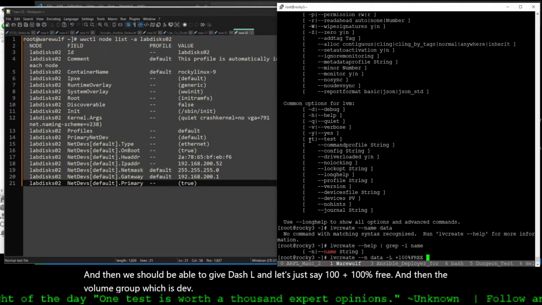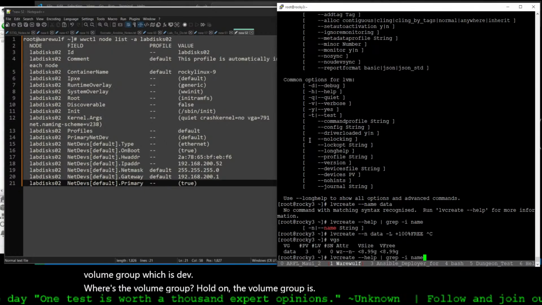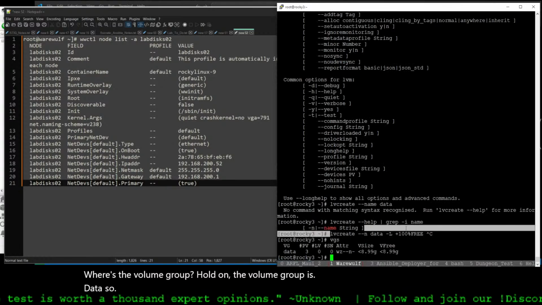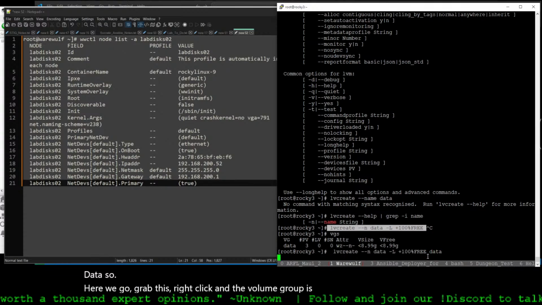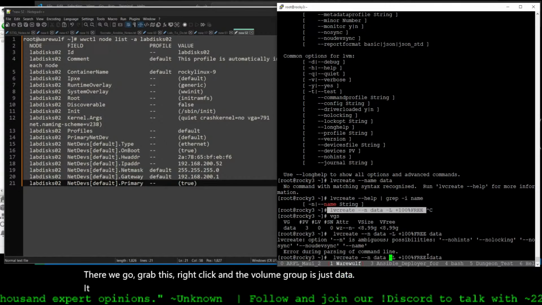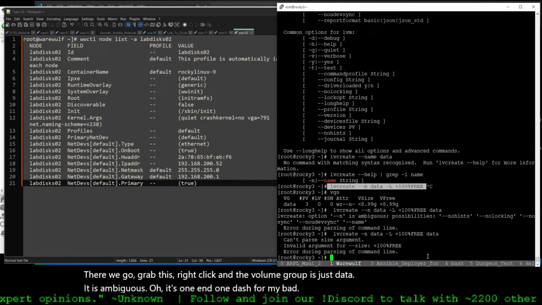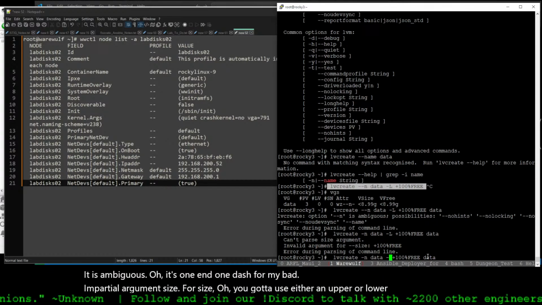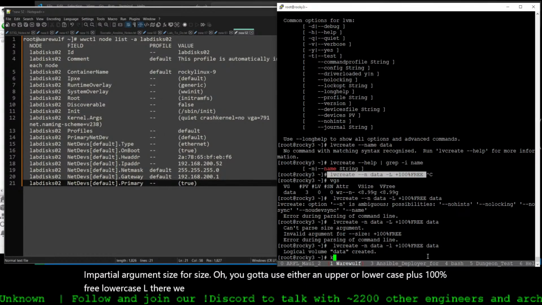Where's the volume group? Hold on. The volume group is data. So there you go. Grab this. Right click, and the volume group is just data. N is ambiguous. Oh, it's one dash for n. My bad. Can't parse argument size for size. Oh, you gotta use either an upper or lowercase. Plus 100% free. Lowercase l. There we go. Now we do LVS, right?